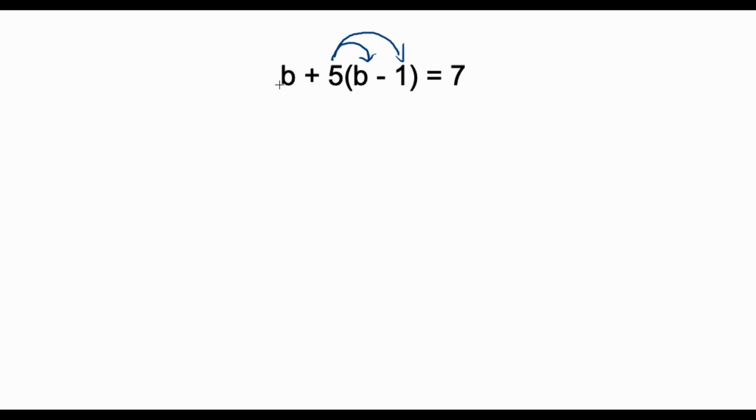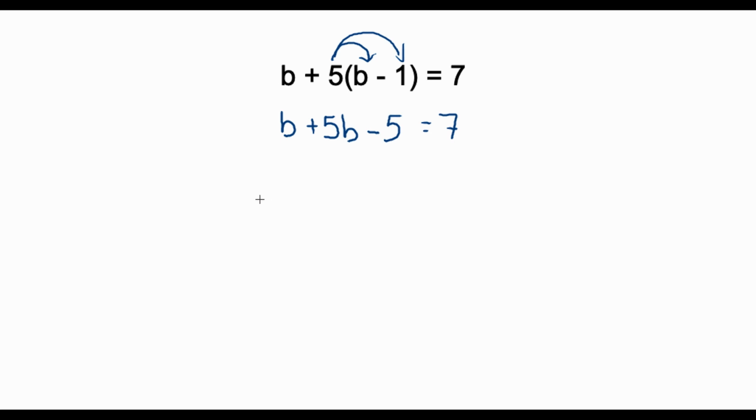Now before I do the multiplication, because the b is not going to be touched, I am simply going to bring down the b and the addition in this case, because 5 times b will give me positive 5b. Now 5 times 1 will give me 5, and because this is a subtraction, I'm going to keep it as subtraction. So subtraction by 5 equal to 7. All right. So now we use the distributive property, got rid of the parentheses.